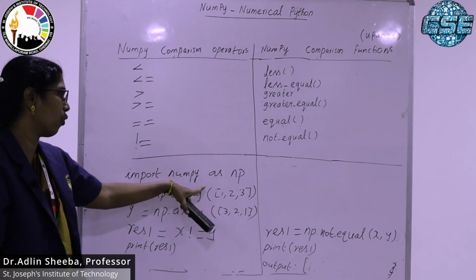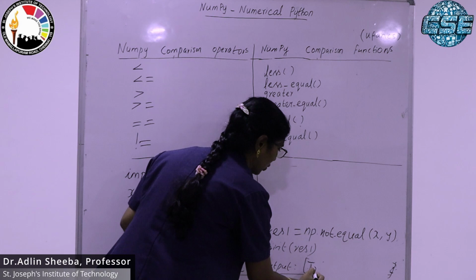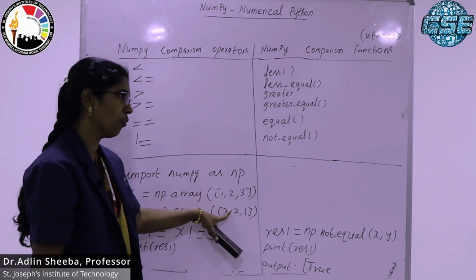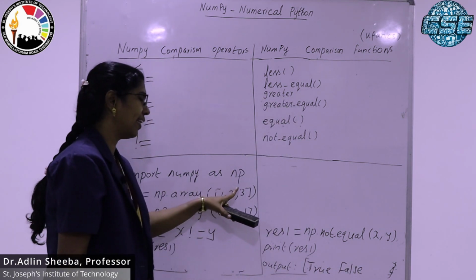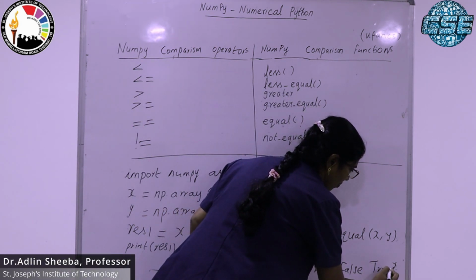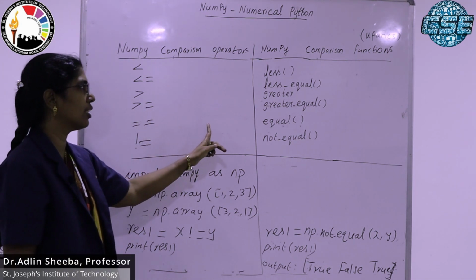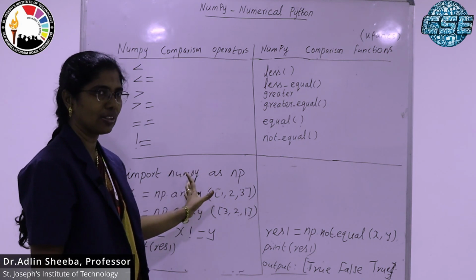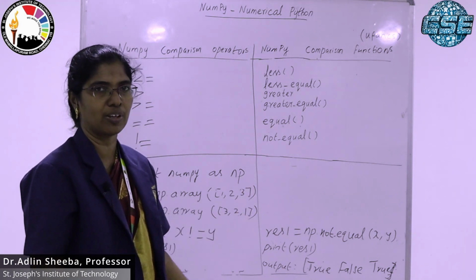Okay. So 1 is not equal to 3, yes, it is true. And then 2 is equal to 2, so it is false. And 3 is not equal to 1, so it is true. Now we have seen all the comparison ufuncs. Totally we have seen 6 comparison ufuncs. The beauty of ufuncs is we can perform element by element comparison and it is faster.